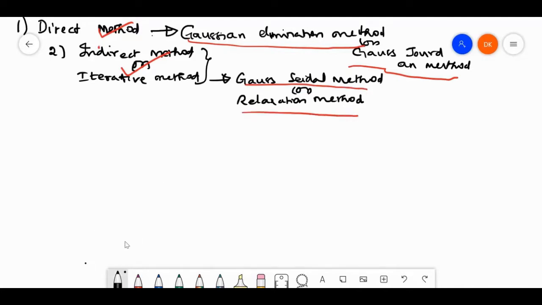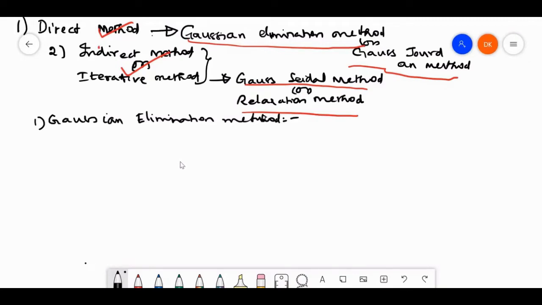So first we look into the Gaussian elimination method. Here this Gaussian elimination method is mostly or commonly used for solving simultaneous linear equations. This method is easily adapted into computer programming for solving such equations, and it is based on the triangularization of the coefficient matrix.